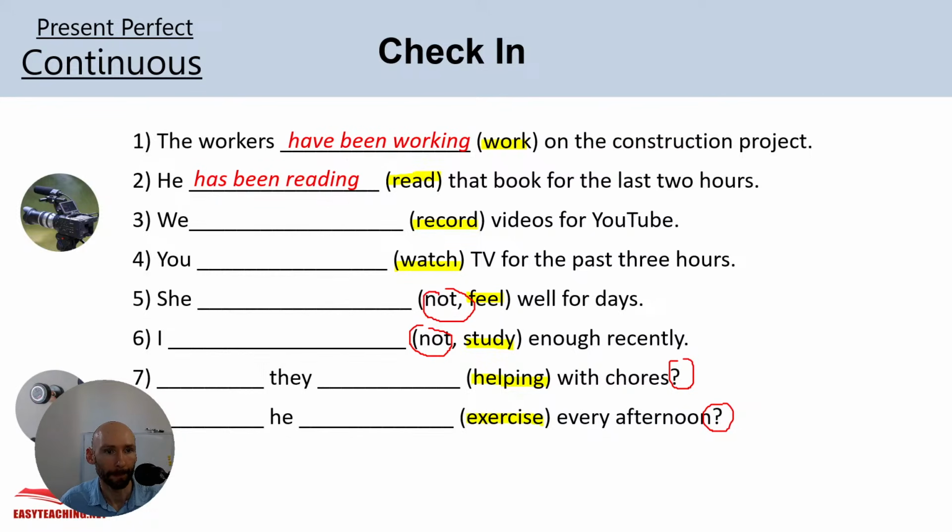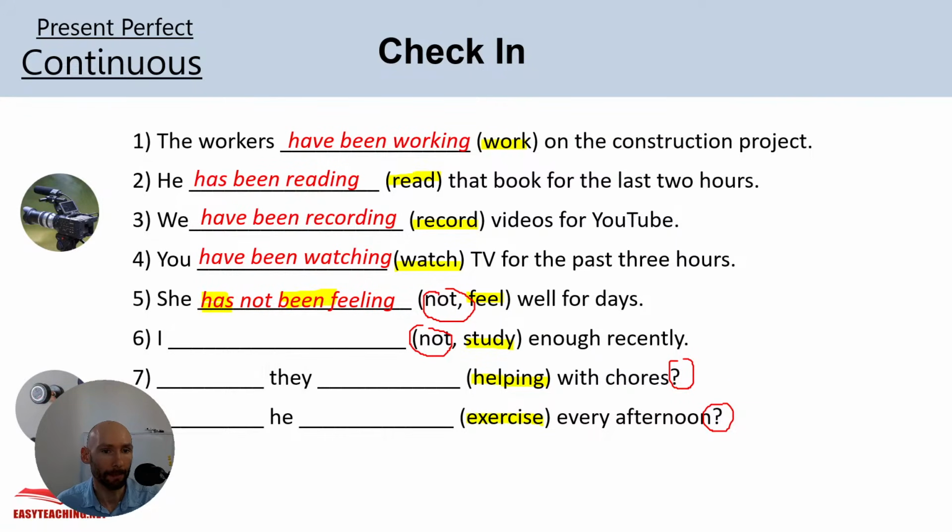Number 3, we have been recording videos for YouTube. Number 4, you have been watching TV for the past 3 hours. Number 5, she has not been feeling well for days. Hopefully here you remembered first of all to use has, but then also remembered to use the word not in between our 2 auxiliary verbs. Excellent, I can see Yi Sin has remembered exactly that.